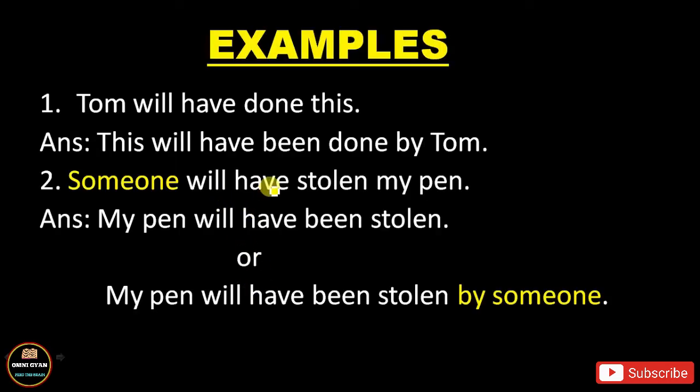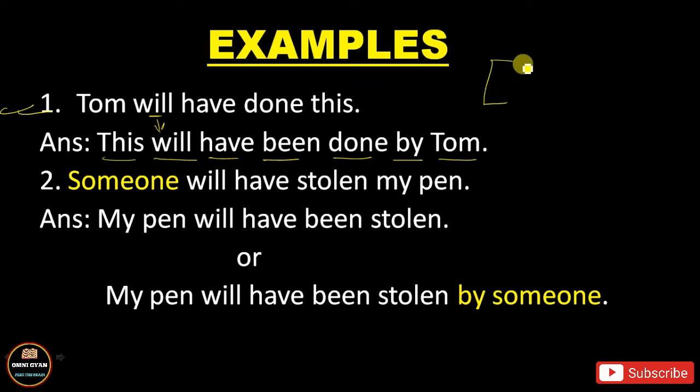Okay, I have followed the formula and I have set the examples according to that. Now number one, Tom will have done this. So we will use the first formula. We will bring the object in the beginning, this, and then because in the sentence we have will, we can use will also here. This will, then have been, verb third form done by Tom. Okay, this will have been done by Tom. Object plus will plus have plus been plus verb third form plus by plus subject. Subject is Tom.